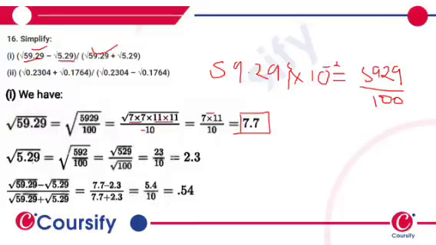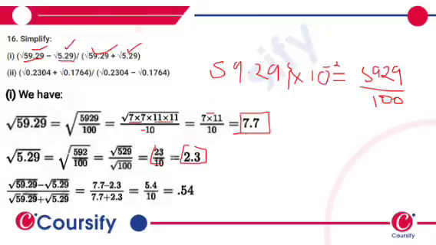So next is 5.29. Similarly 5.29 can be written as 529 divided by 100, and under root 100 is 10, and for 529 we have the factors 23 into 23. So under root 529 is 23. So the answer will become 23 by 10 in the simplest form, and 23 by 10 can be written as 2.3. So we'll put this 2.3 in place of under root 5.29 over here and over here.